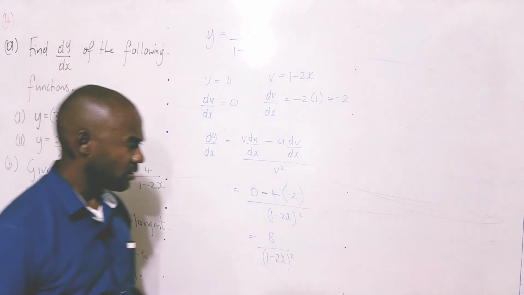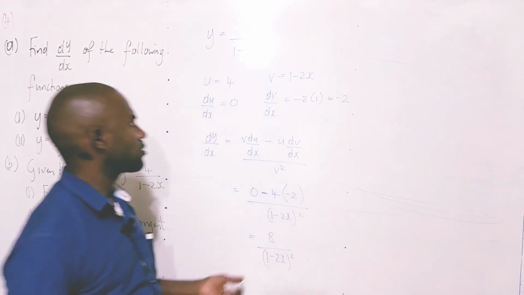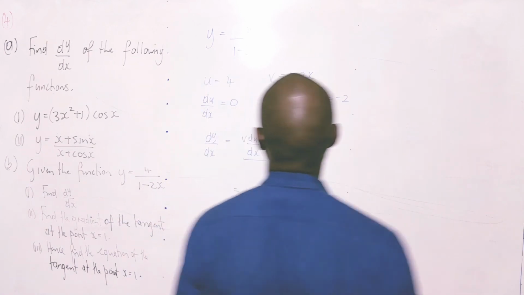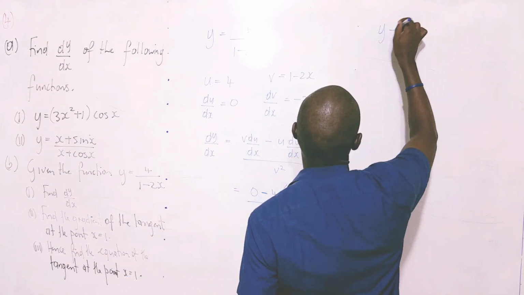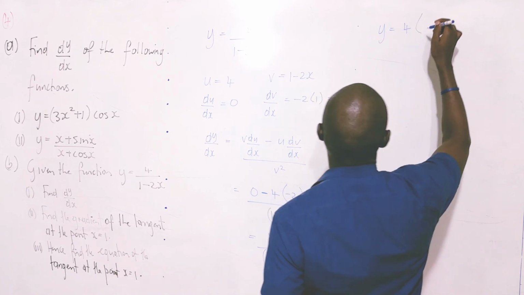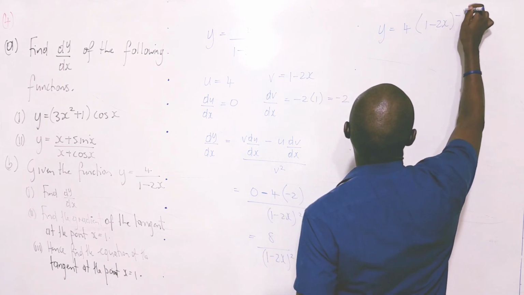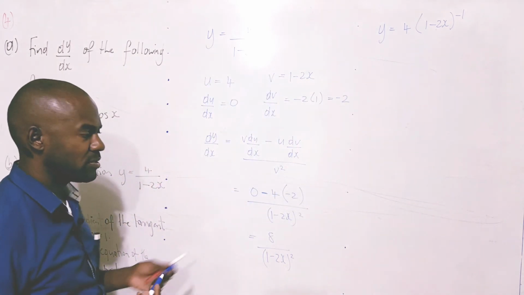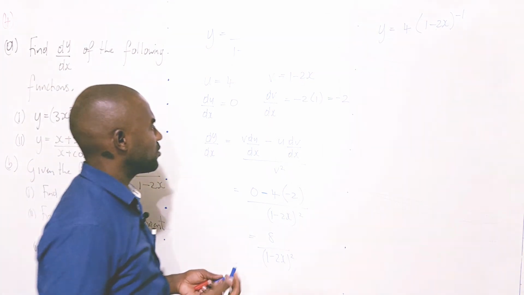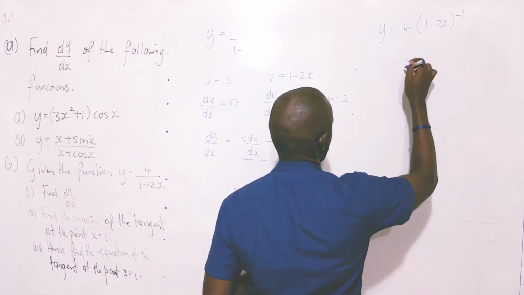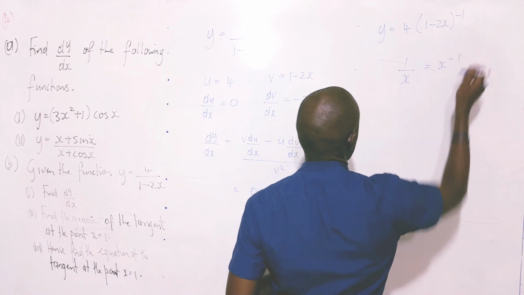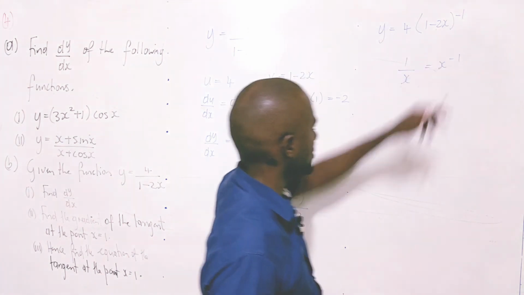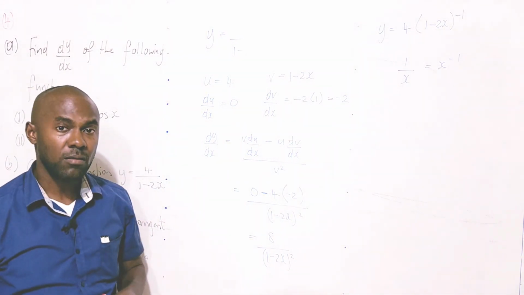Now I'll do it another way, and of course whichever method you're more comfortable with, you could stick to that. So let's look at it again. We're going to use a different approach. We're going to write it as y is equal to 4 times 1 minus 2x to the minus 1. How is that possible? Well, basic law of indices. From your laws of indices, if you have something like 1 over x, that is equal to x to the minus 1. And the 4 is just a multiplying constant. So we'll write it as that, and now it looks like a composite function.